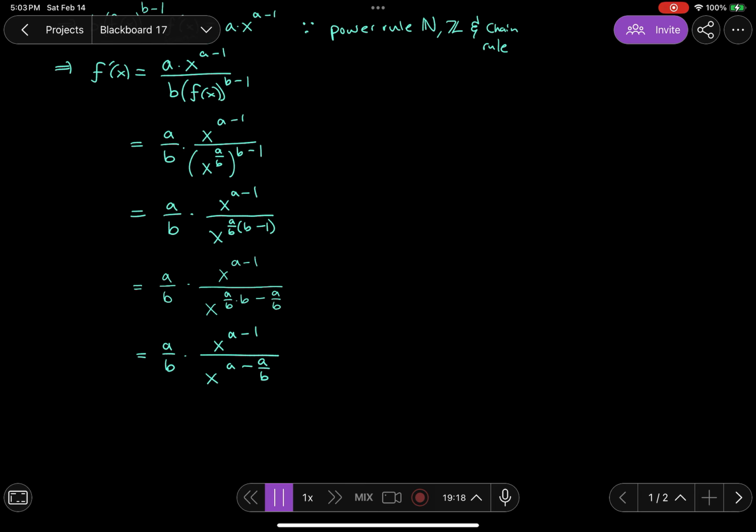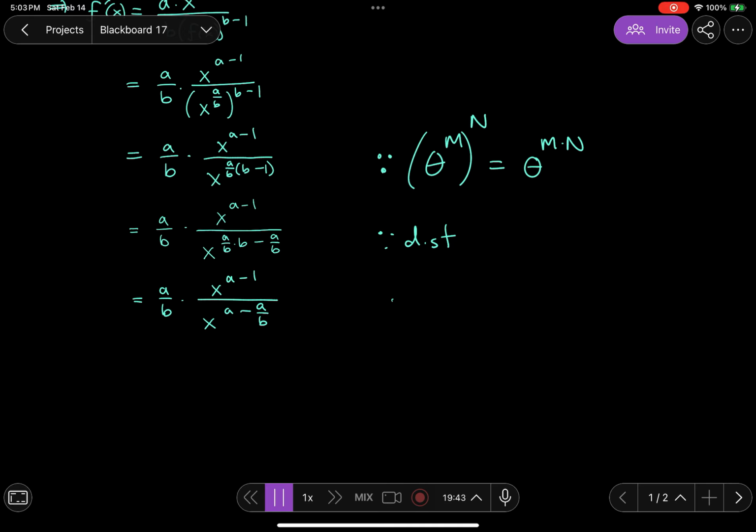Here, I'll quote my exponent rules. This is like if I have theta to the power of m all to the power of n, that is the same thing as theta to the power of m times n. This is just the distributive property. And what I'm going to say next, I guess this is the inverse property.